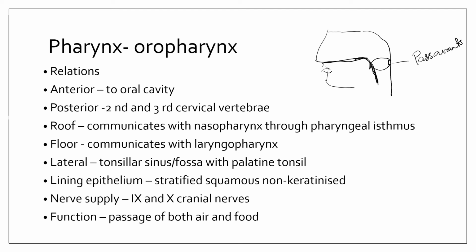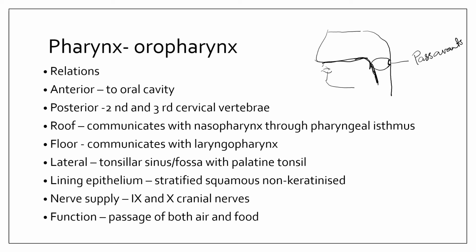The floor communicates with the laryngopharynx. Laterally, there is a tonsillar fossa or the tonsillar sinus, which is bounded anteriorly by the palatoglossal arch, posteriorly by the palatopharyngeal arch, and which lodges the palatine tonsil. So, palatine tonsil lies in the lateral wall of the oropharynx. It is lined by stratified squamous non-keratinized epithelium and supplied by glossopharyngeal and vagus nerves. Now, function of oropharynx is it is a passage of both air and food.